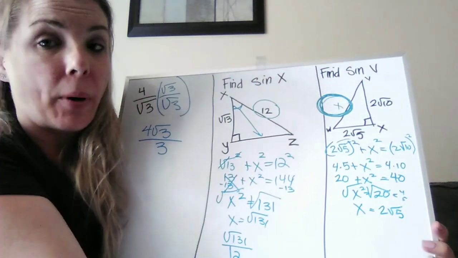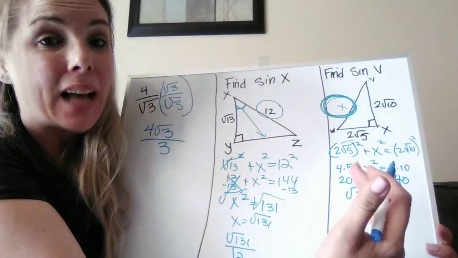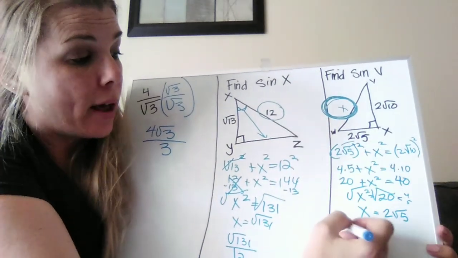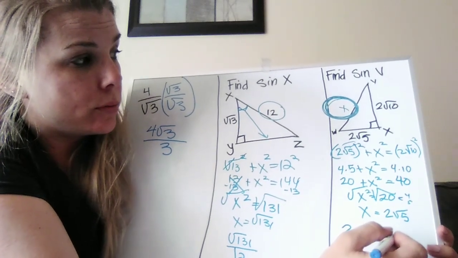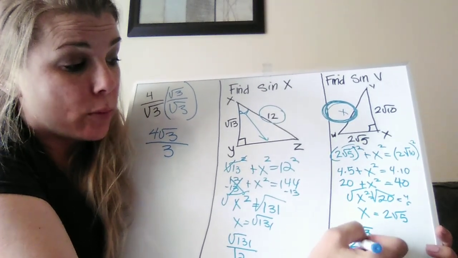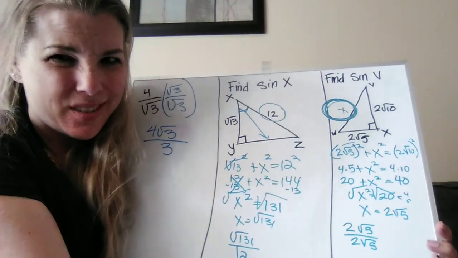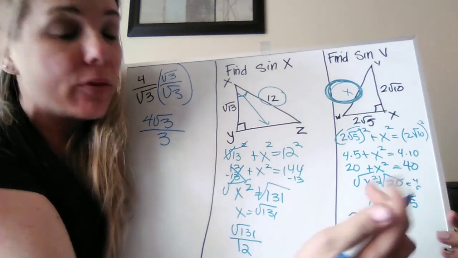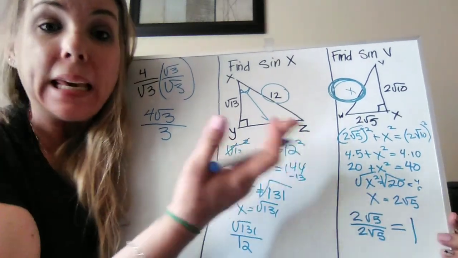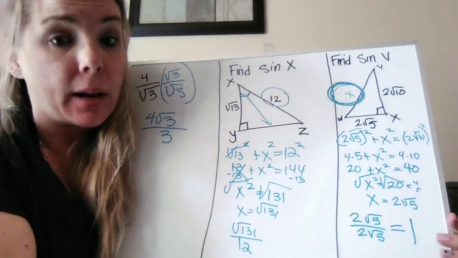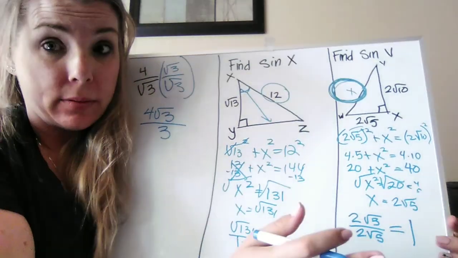That is just your hypotenuse. Remember, you're looking for sine of v. So we have 2 root 5 over hypotenuse, which again was 2 root 5. What's 2 root 5 over 2 root 5? Anything over itself equals 1. So the sine of v in this example, which is a terrible example, but it still works, is 1.